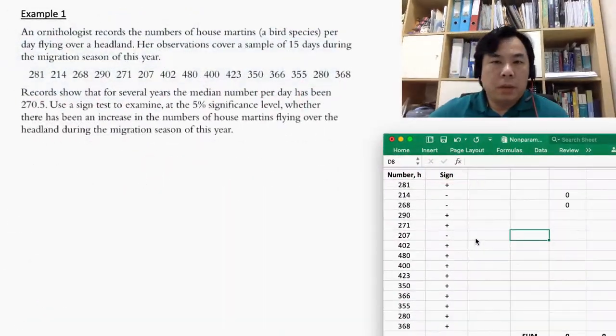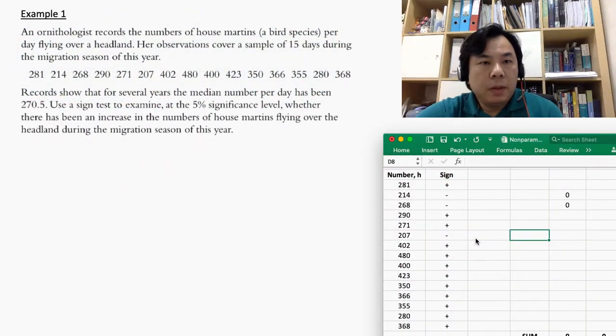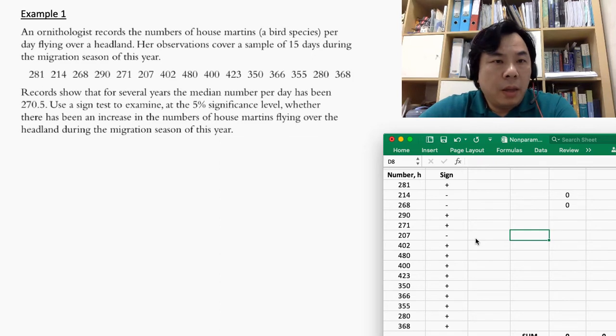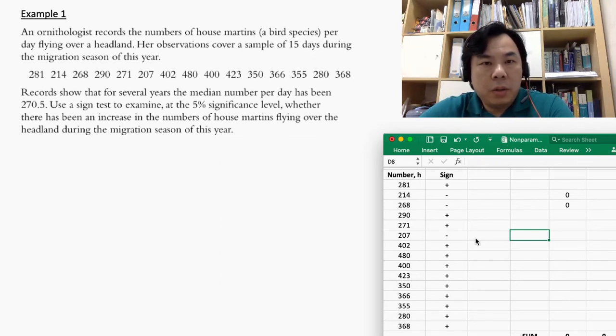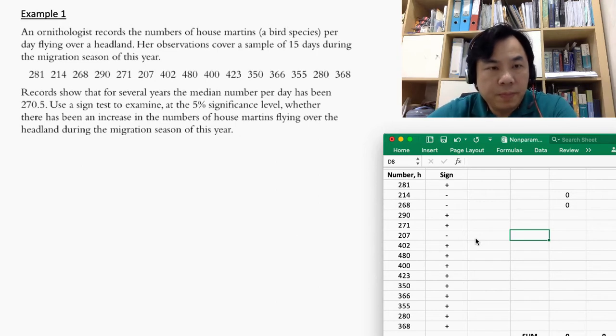All right, welcome back. This is our second example. All right, let's read it through before we start. An ornithologist records the number of house martins, a bird species, per day flying over a headland. Her observations cover a sample of 15 days during the migration season of this year. Right, now the following sample has been collected.